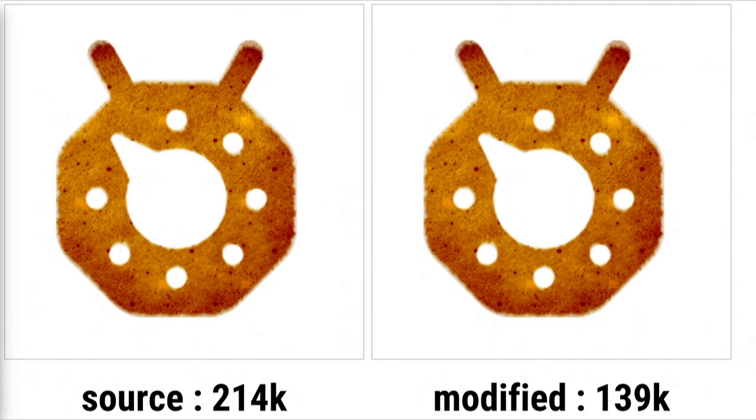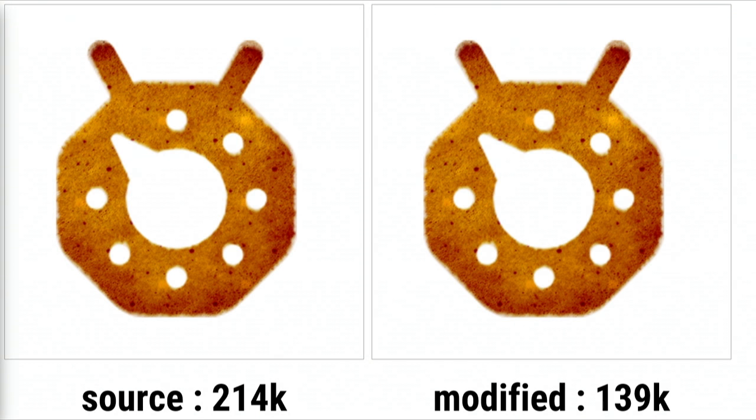Here's another one. Can anybody tell me why one of these images is 139 and one of these is 214? Alpha channel, good. What about the alpha channel? Wait, did you read the article? Oh, wait, never mind. Cheater. No, I'm kidding. So it's absolutely right. Alpha channel. So here's what's happening.